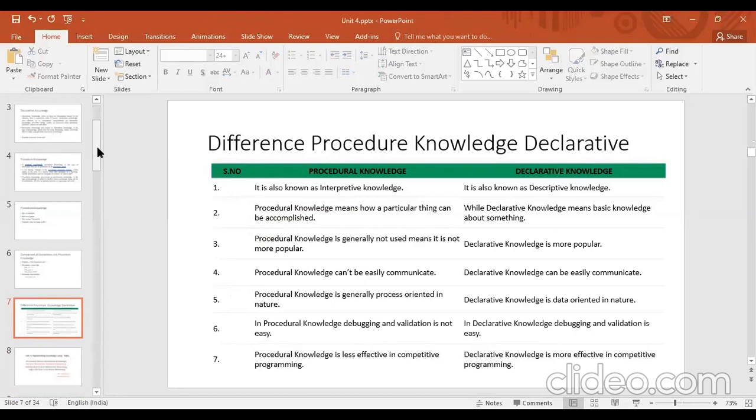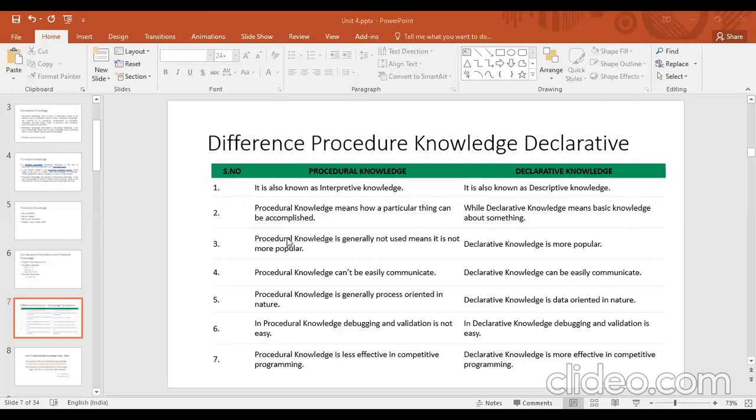In the exam, many questions are asked like this: what is the difference between procedure knowledge and declarative knowledge? So first of all, what is the difference? The first difference is that procedure knowledge is also known as interpretive knowledge, and declarative knowledge is also known as descriptive knowledge, as the name suggests, right? The second point is that procedure knowledge means how a particular thing can be accomplished, and declarative knowledge means basic knowledge about something. You have to solve a problem, so it requires some basic data. This is called declarative knowledge.